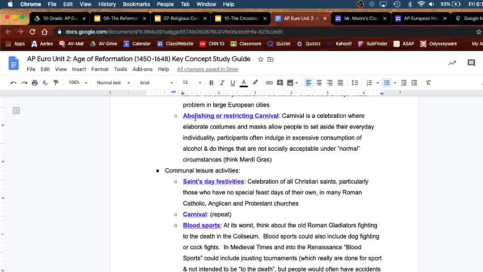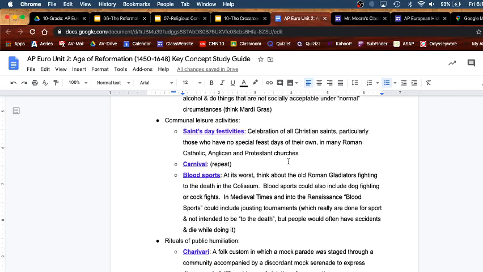And so some governments were trying to abolish or restrict Carnival. Carnival is a celebration where elaborate costumes and masks allow people to set aside their everyday individuality. Participants often indulge in excessive consumption of alcohol and do things that are not socially acceptable under normal circumstances. If you know anything about Mardi Gras, one person said if you saw somebody walking down the sidewalk naked holding a rubber chicken, nobody would turn and look because it's Mardi Gras. People do things that they normally wouldn't do. They drink too much, and they do things that are not normally socially acceptable. So obviously that's why the governments were trying to restrict this carnival. They can get a little bit out of hand, like sometimes Mardi Gras does.